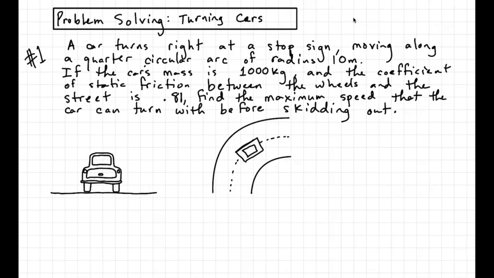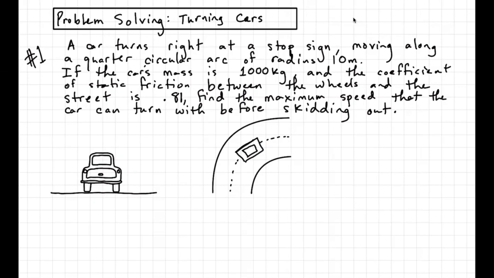So there's a car turning right at a stop sign, just a normal sort of 90-degree turn at an intersection maybe. And we have a couple of parameters specified. It's turning in a quarter circle to turn right, and the radius of the circle that it's moving on is 10 meters. The car's mass is 1,000 kilograms. If the coefficient of static friction is 0.81 between the wheels and the street, find the maximum speed that the car can turn with before skidding out.